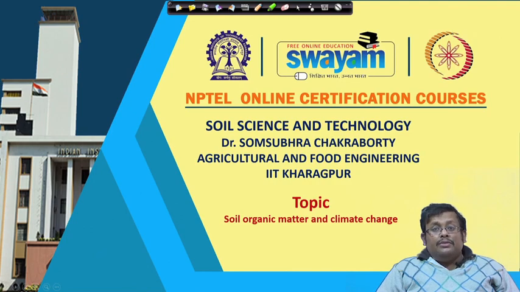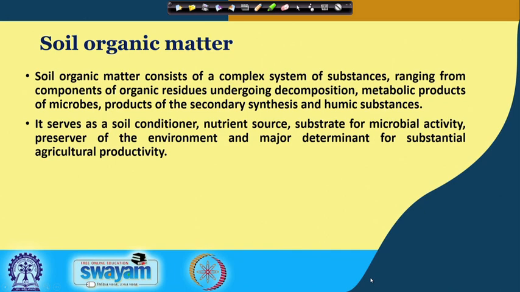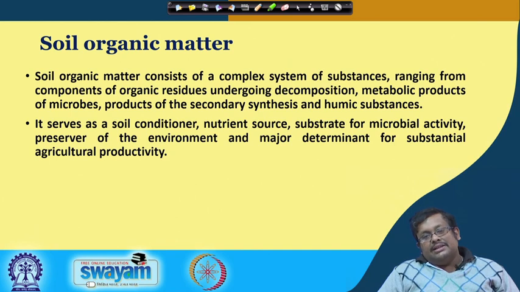In the next topic, which will be very important, we will discuss soil organic matter and climate change. So let us see what soil organic matter is. Soil organic matter consists of a complex system of substances ranging from components of organic residues undergoing decomposition, to metabolic products of microbes, and products of secondary synthesis of humic substances. So this is a complex mixture of different organic fractions. Now, this soil organic matter is basically present in the soil.